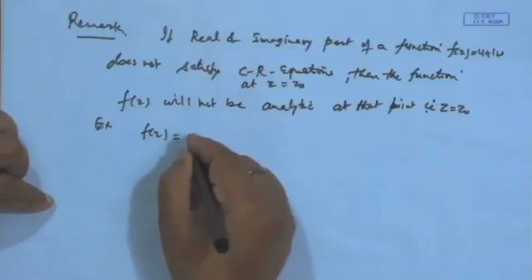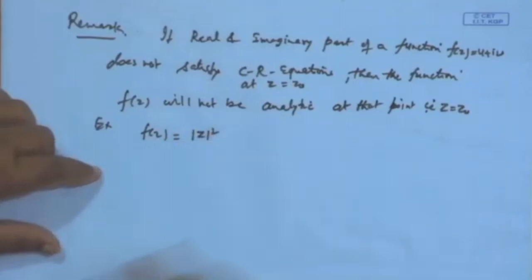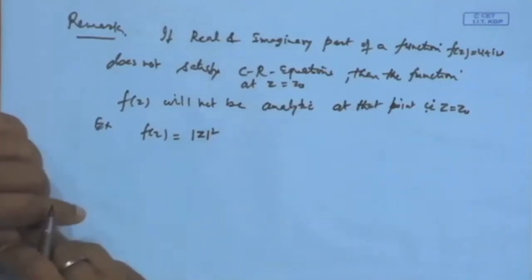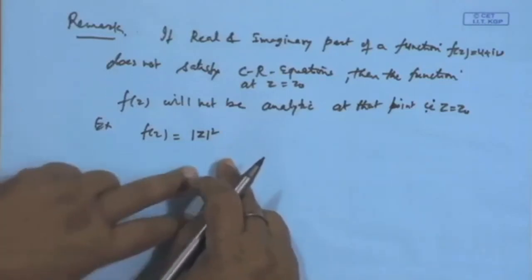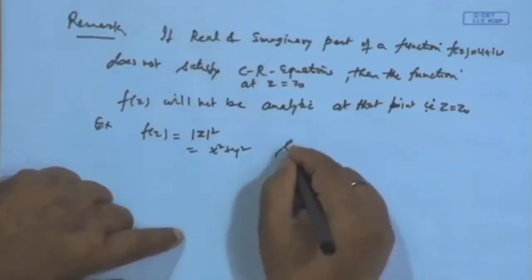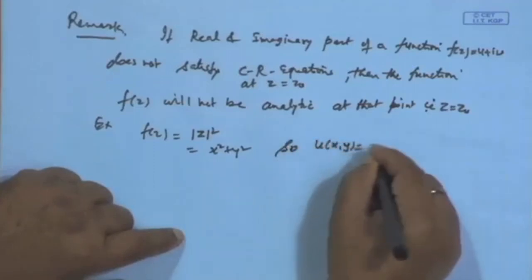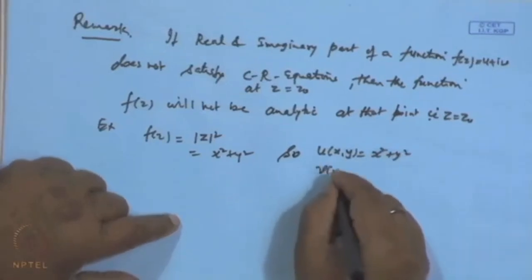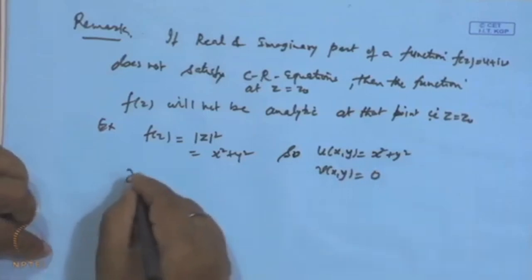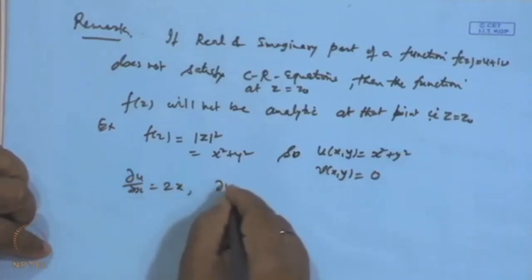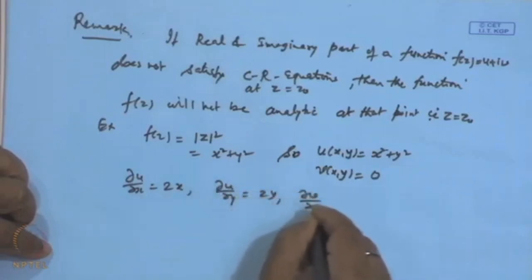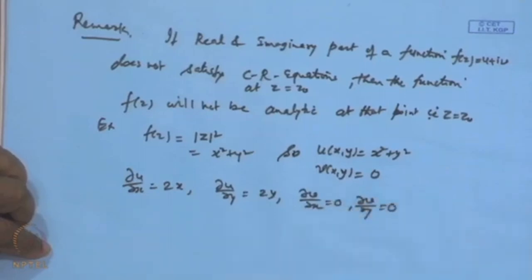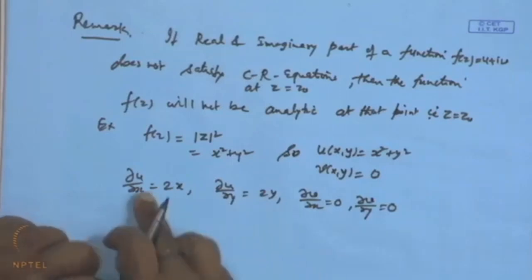or to be differentiable. For example, if we look at the function f(z), which we have already seen, mod z square, this function is not analytic at the point 0, because the function is not differentiable in any neighborhood around 0. The reason is, when you take f(z), what is this? It is nothing but x square plus y square. So, our u becomes x square plus y square, v becomes 0. So, when you take del u over del x, it is 2x, del u over del y, it is 2y, while del v over del x is 0, del v over del y is 0. So, except when x and y are 0, the conditions are not satisfied.